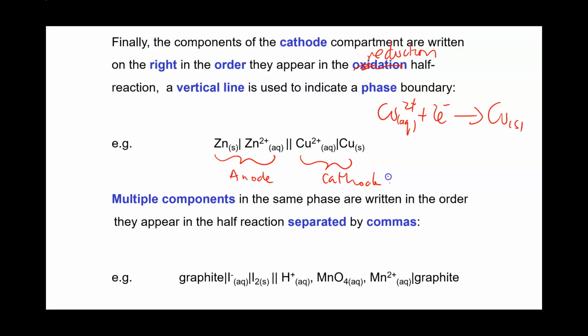Now sometimes we'll have multiple components in the same phase, so we'll have multiple things in the aqueous solution. If we do, we're just going to separate those by commas like so. Generally, the electrodes are going to be on the outer edge, and that's a good sign that you've got things written correctly. If you do have inert electrodes, they're always placed on the outer edge.